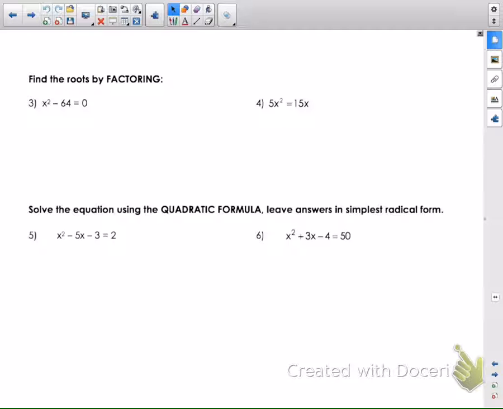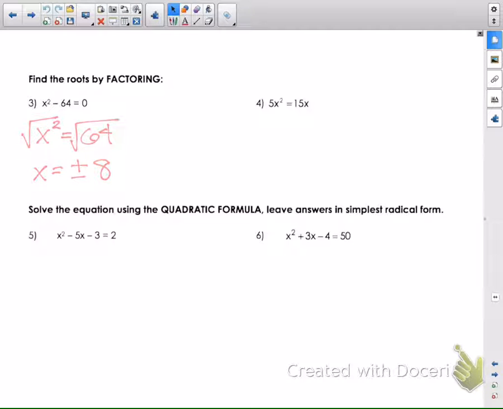What would I do? Add 64 to the other side. And then what? How do I get rid of the squared? Square root. And this one's really nice and easy because what do we know about 64? It square roots perfectly, which means my two answers to this are going to be what?